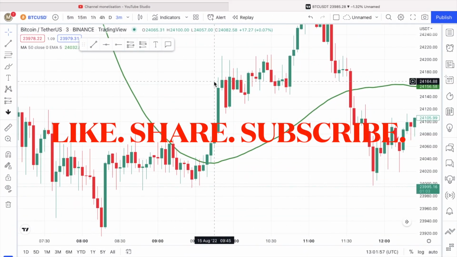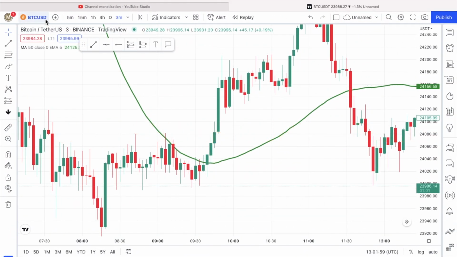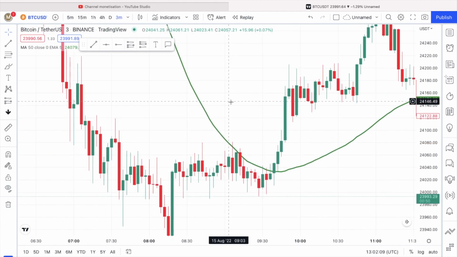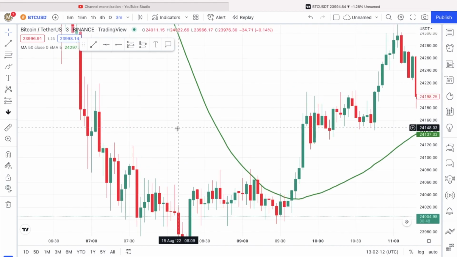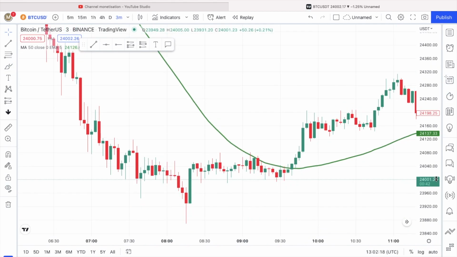So right now we are in our chart and this is the BTC USDT pair. And this is the 3 minutes time frame. You can decide to use the 5 minutes time frame. Whichever you want to use, the choice is yours. So now I said we are looking for the hammer and the shooting star. So now this is what you should know.